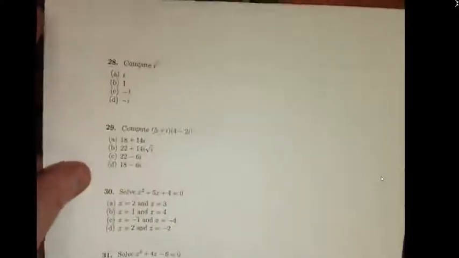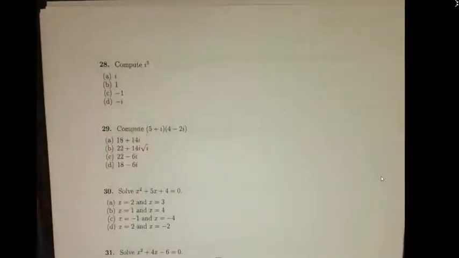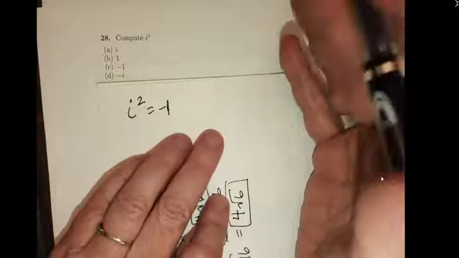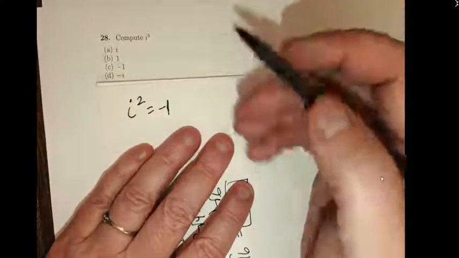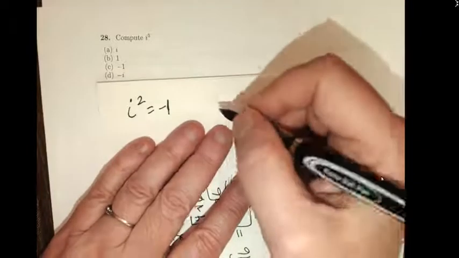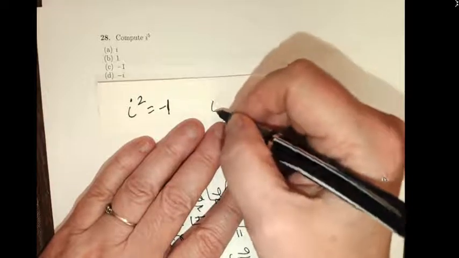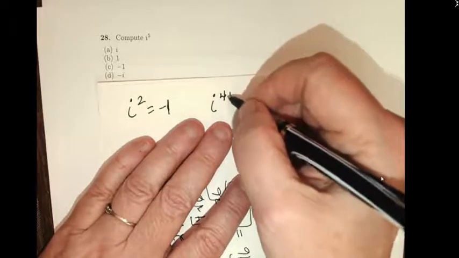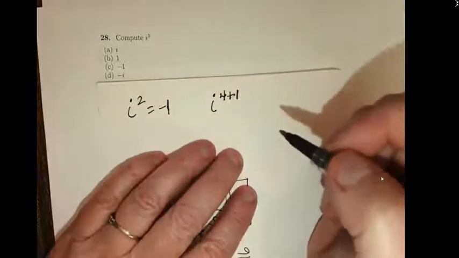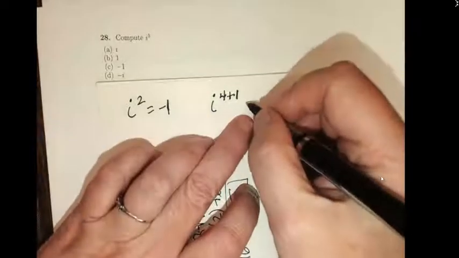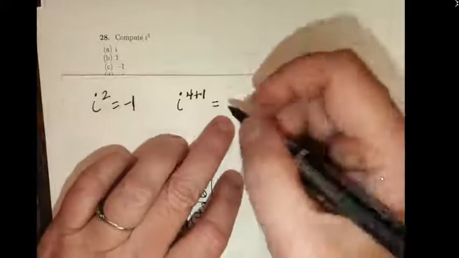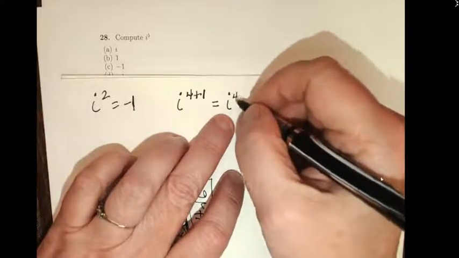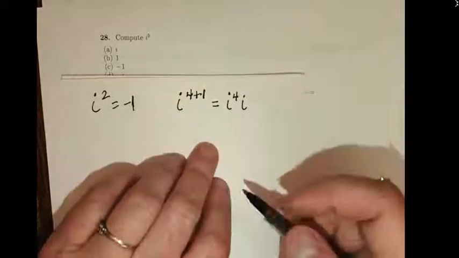Okay, now compute i to the 5th. Well, we know that i squared is equal to -1. So let's rewrite i to the 5th. The first way I'm going to rewrite i to the 5th is as i to the 4 plus 1. So I'm going to rewrite 5 as 4 plus 1. And then I'll have i to the 4 times i to the first power, which is just i.